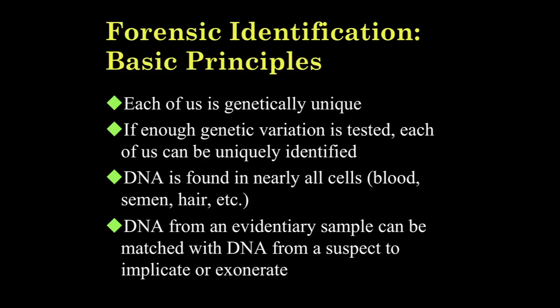Now, red blood cells do not have nuclei, but there are plenty of other cells in blood that do, white blood cells, for example. So in a drop of blood, there is still plenty of DNA in which to conduct an investigation. So that DNA from an evidentiary sample can be matched with DNA from a suspect to either implicate or exonerate.